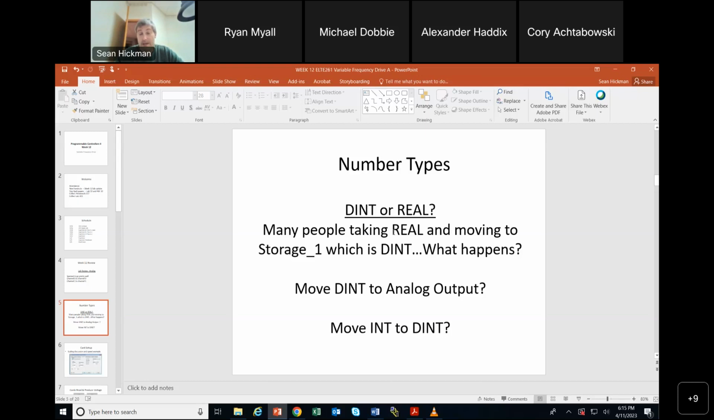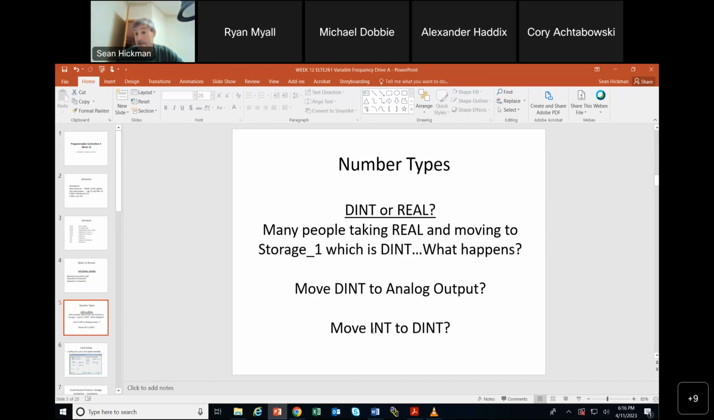So if you take a real number and move it to a storage tag which is a DINT, what happens? If it's 162.32, it truncates it. It becomes 162. It takes it down to an integer, so no decimals. So we wanted a real going to a real. And if you try to move a DINT to an analog output, things aren't working like you want them to. These need to be reals because that's what this is reading.